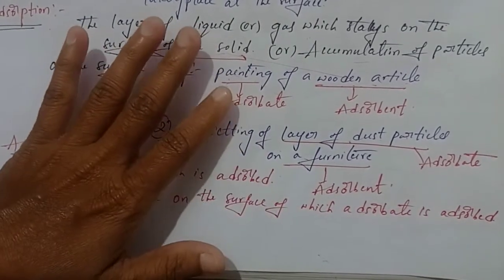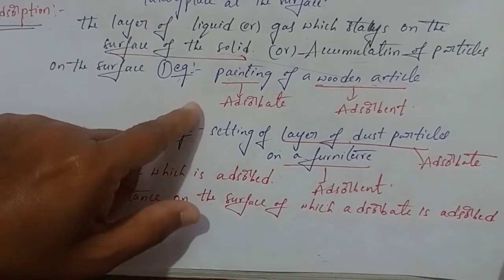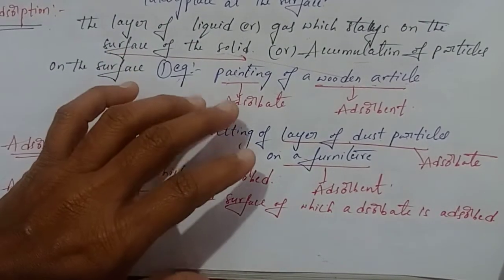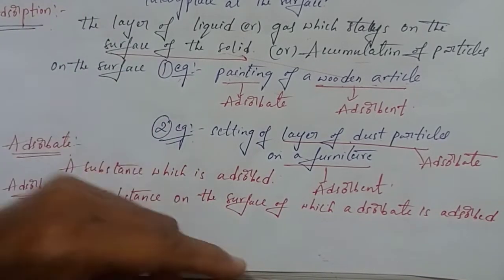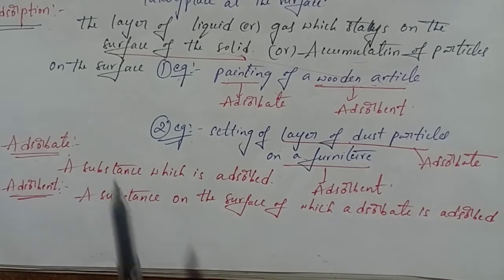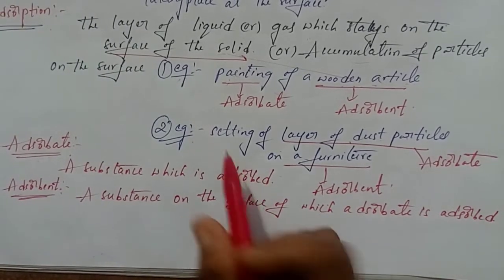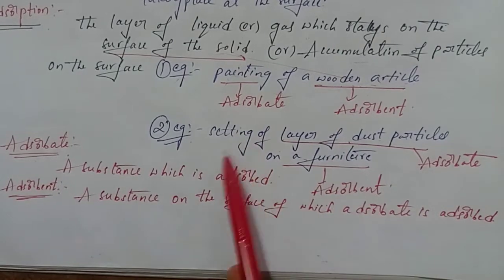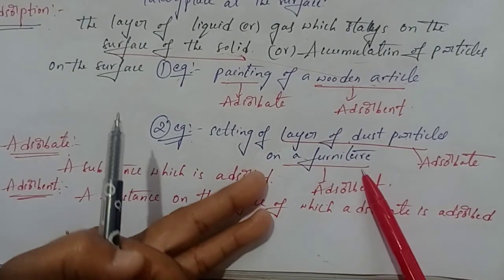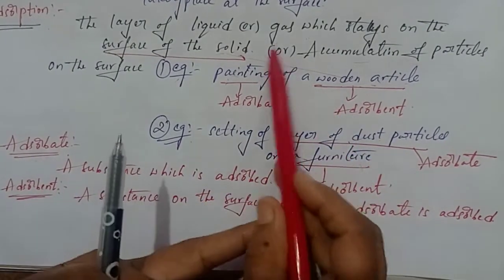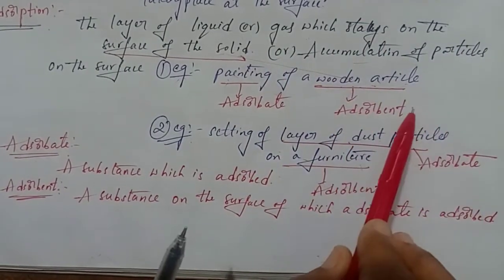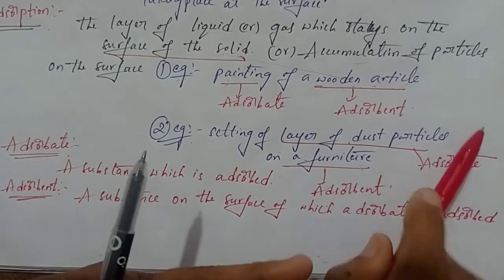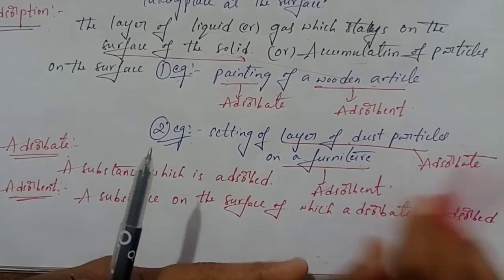Now in adsorption there are two types: one is positive adsorption, another one is negative adsorption. What is the difference between adsorption and absorption, students? Adsorption means just a layer of dust particles settling on the furniture, or a layer of a liquid which stays on the surface of the solid. In absorption, the adsorbate is thoroughly distributed in the adsorbent.